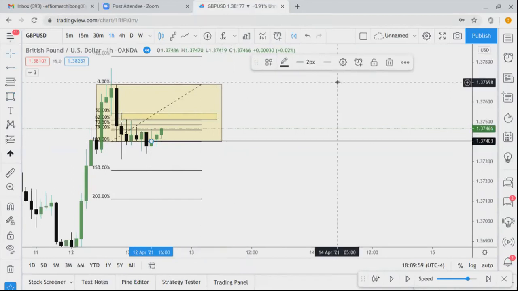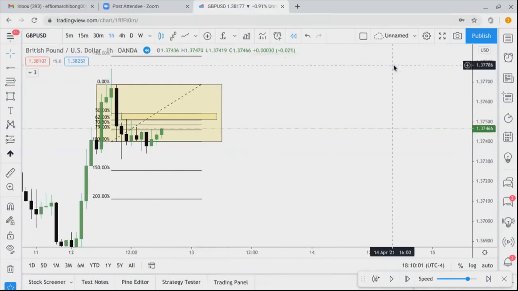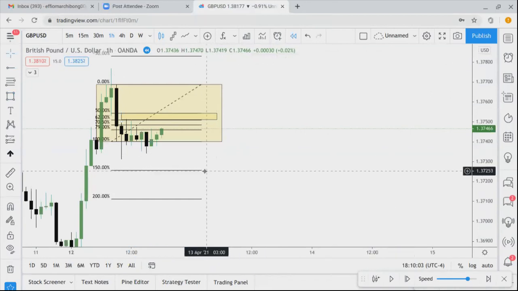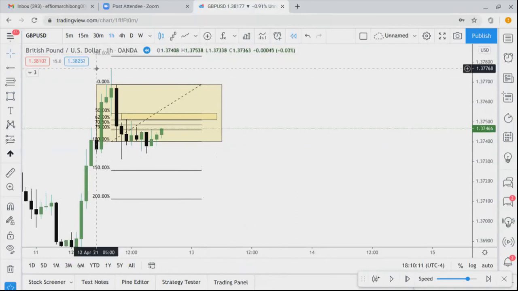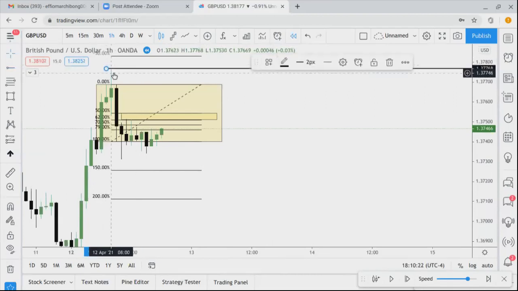Down here. So now your first target is going to be here. Your second target is going to be here. And your stop loss is going to be slightly above this line here. Your stop loss is going to be slightly above this wick right here, this one. Slightly above. That's where your stop loss is going to be, right?